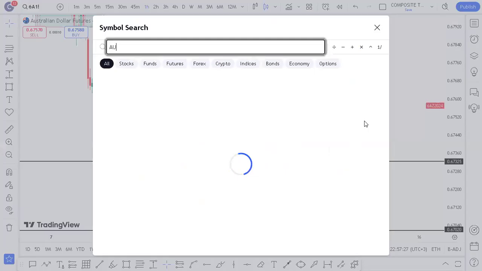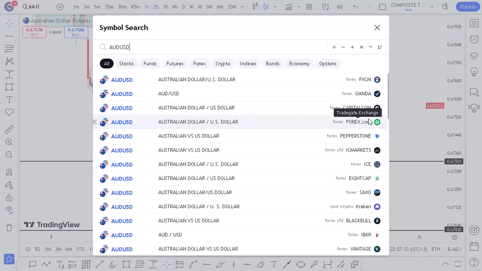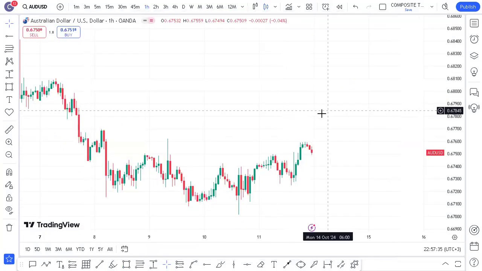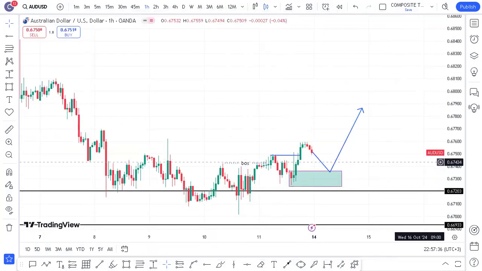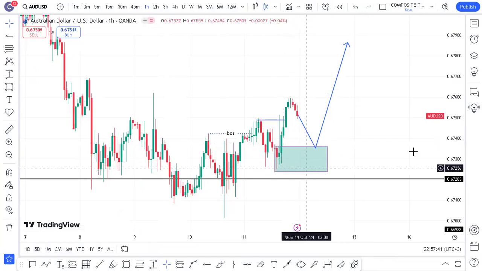So on the Australian dollar, I'll be looking forward to go long the same way. So you see this is the AUDUSD and I have the same setup to go long around that area.